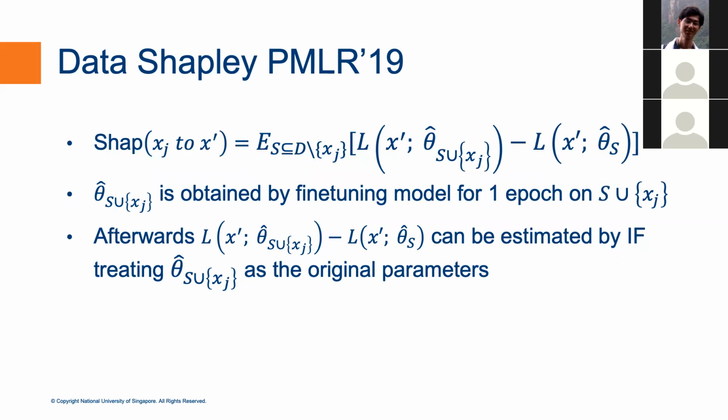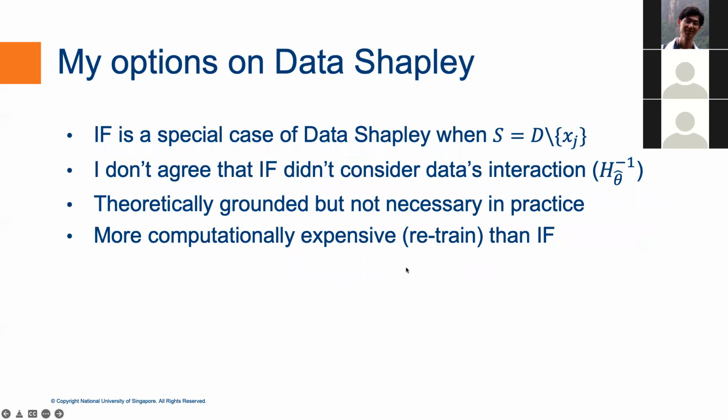Which means that they need to fine-tune the model for a very large number of combinations. Yes. So for optimization, they use Monte Carlo estimation, so they don't exhaustively use all the S; they just sample from the combination space. I see. I think it's theoretically grounded, but it's not necessary in practice to go over all the S. And it's more computationally expensive than IF.